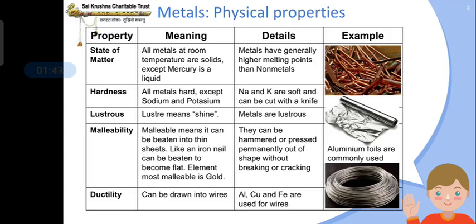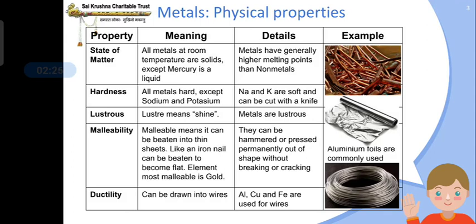The detail is that metals generally have higher melting points than non-metals. Next comes the property hardness, whether it is hard or soft. The meaning is all metals are hard except sodium and potassium. Usually metals are solids at room temperature and hard, except sodium and potassium. The only metals which are soft are sodium and potassium. They are so soft that they can be cut with a knife.